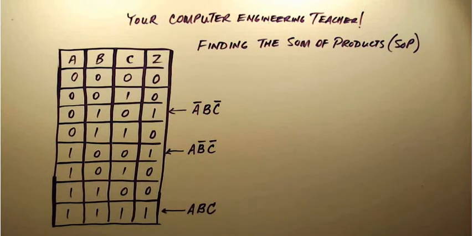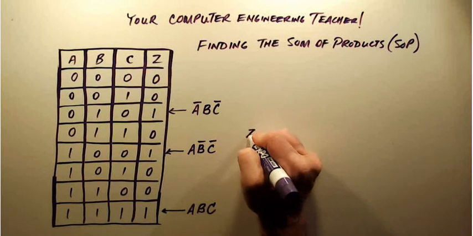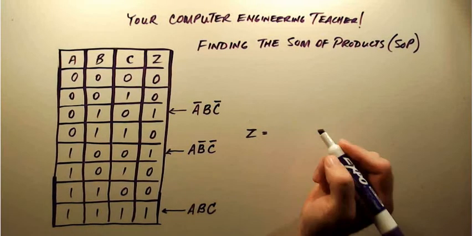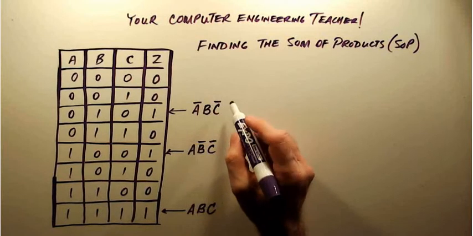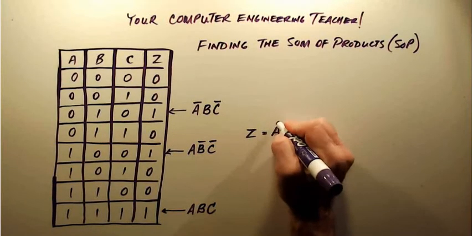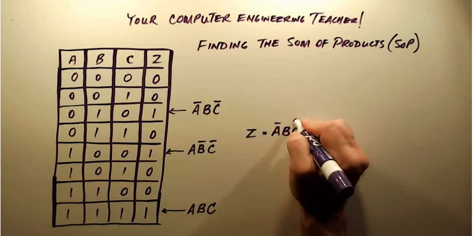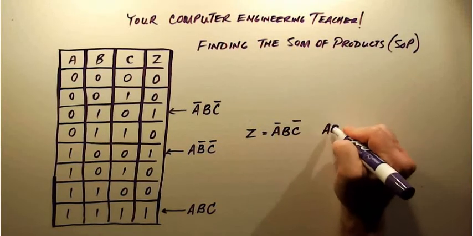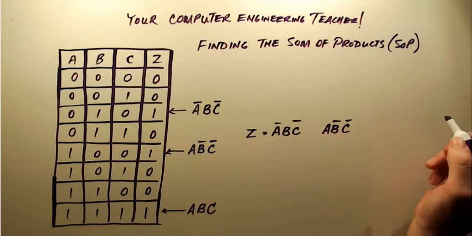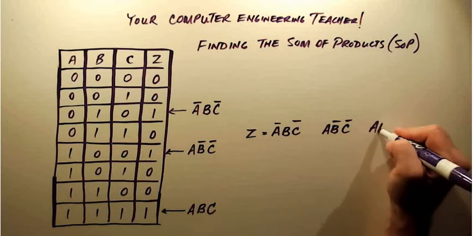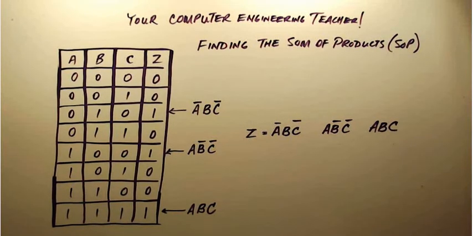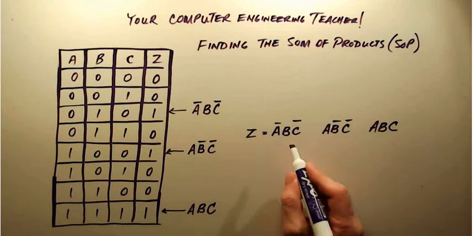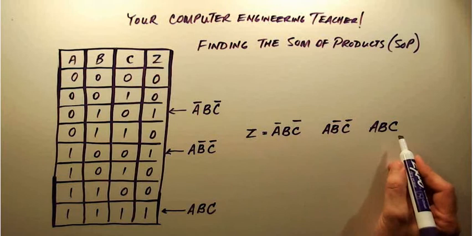Step number 3 is to write this as one single Boolean equation. The output is represented by Z, so Z is equal to, we're going to take the first product, which is A naught B C naught. We're going to take the second one, which is A B naught C naught, and the third one, which is A B C. Those are the products.